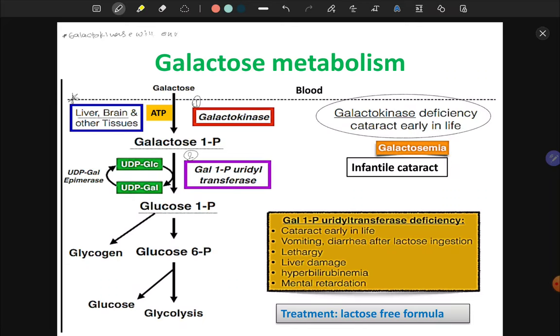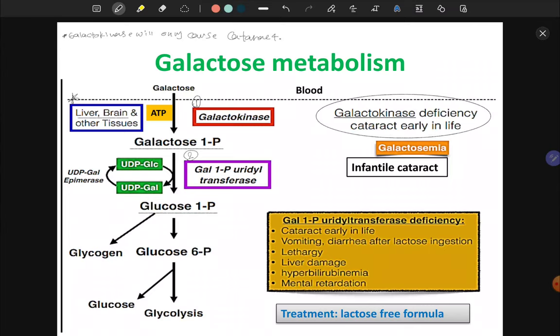In the second enzyme deficiency, galactose-1-phosphate accumulates in the cell, in the liver and the brain. Mental retardation, liver damage, impaired conjugation of bilirubin, hyperbilirubinemia and jaundice, lethargy, because it will damage the brain. So the second enzyme, if it is deficient, produces more severe symptoms. Galactokinase deficiency can have cataract, while galactose-1-phosphate uridyl transferase deficiency produces many more symptoms. They cause liver damage and brain damage as well, in addition to the cataract. Okay? So this is the difference.